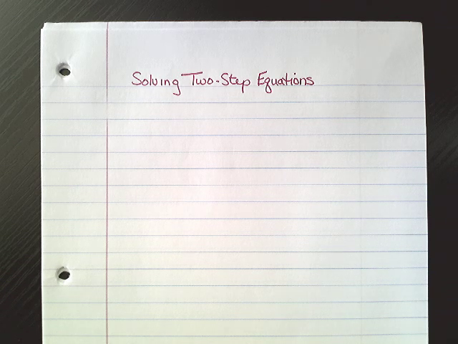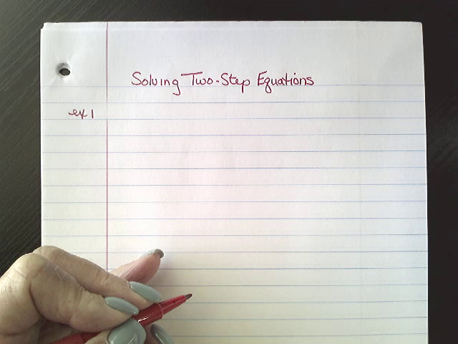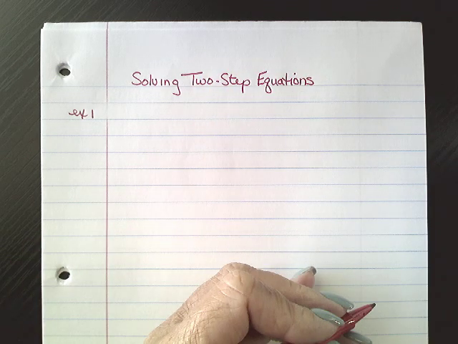Today we're going to start working on solving two-step equations. Now we're just going to jump right in because we already have done one-step equations, so this is just adding an additional step at this point. So again, I'm going to put my example down the left side of the page, and on the right side I will write the steps.